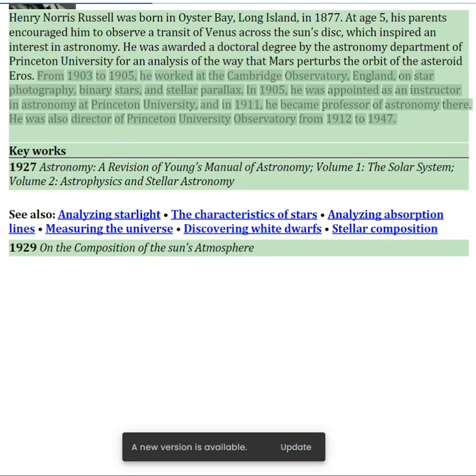From 1903 to 1905, he worked at the Cambridge Observatory, England, on star photography, binary stars, and stellar parallax. In 1905, he was appointed as an instructor in astronomy at Princeton University, and in 1911, he became professor of astronomy there. He was also director of Princeton University Observatory from 1912 to 1947.